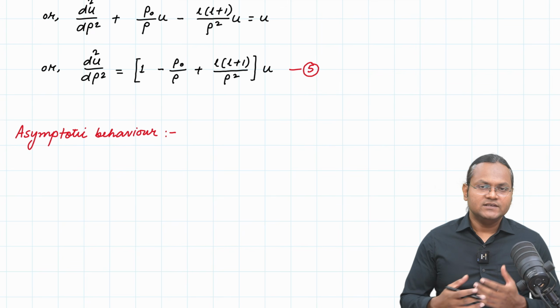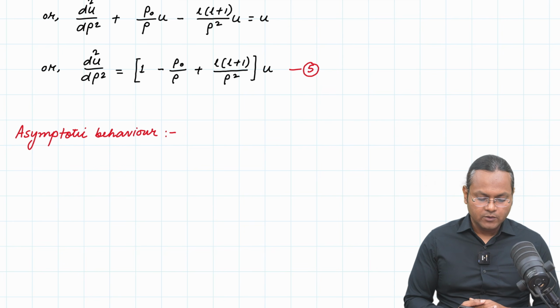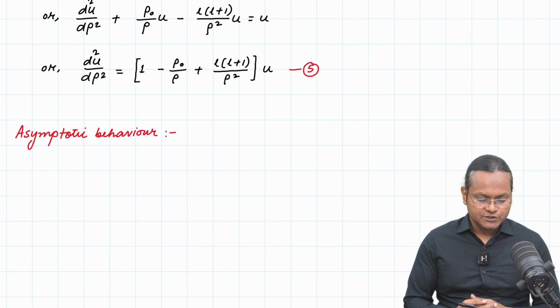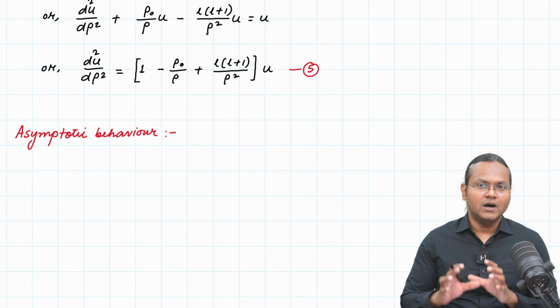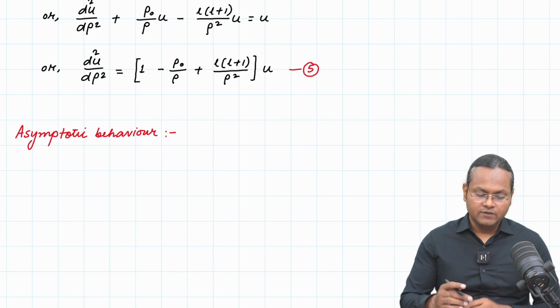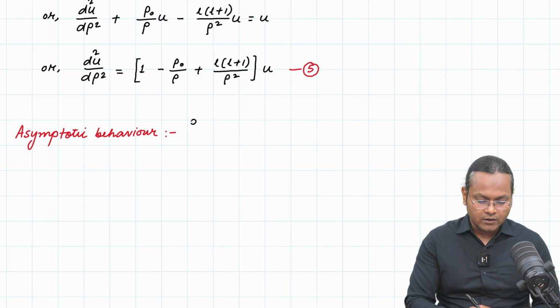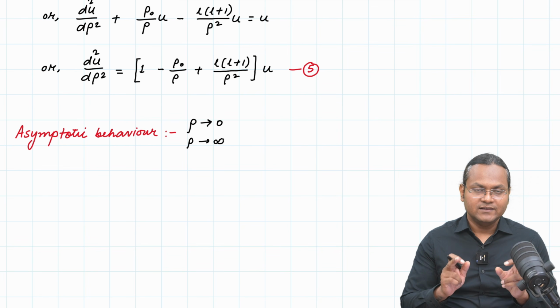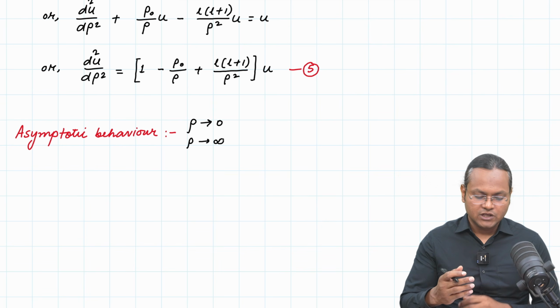So now we look at the asymptotic behavior of this differential equation, which means that we try to guess the solution of this differential equation by trying to understand its behavior at very small and very large values of r. So when rho tends to 0, what is the behavior of the solution? When rho tends to infinity, what is the behavior of that solution? We try to guess that, and then we stitch both these two behaviors by some kind of a stitching function.